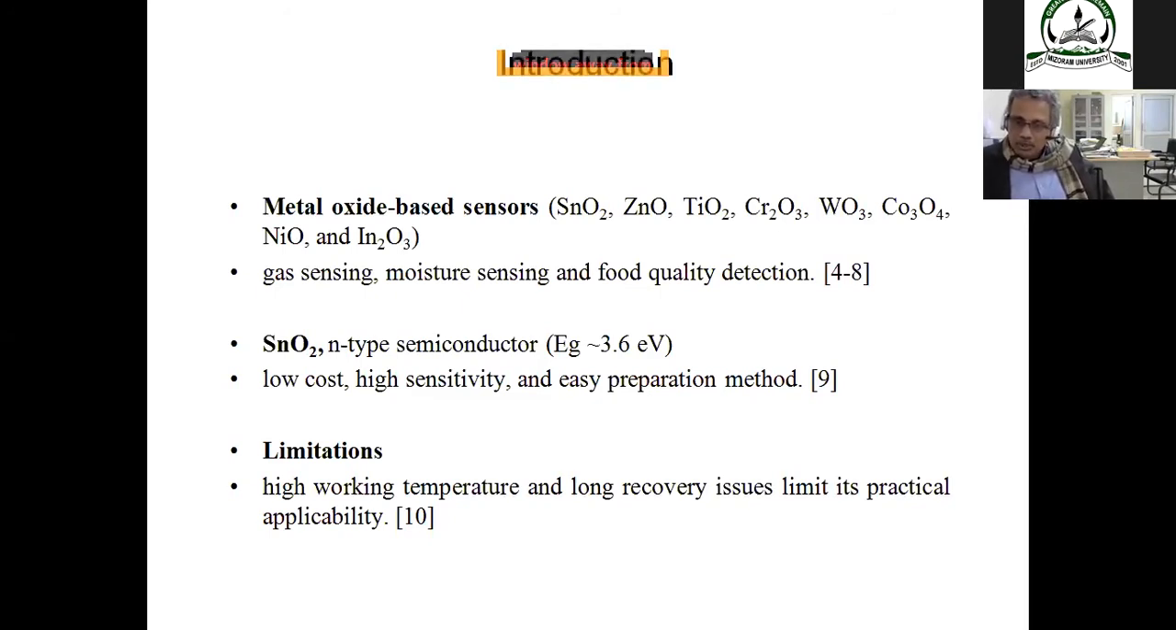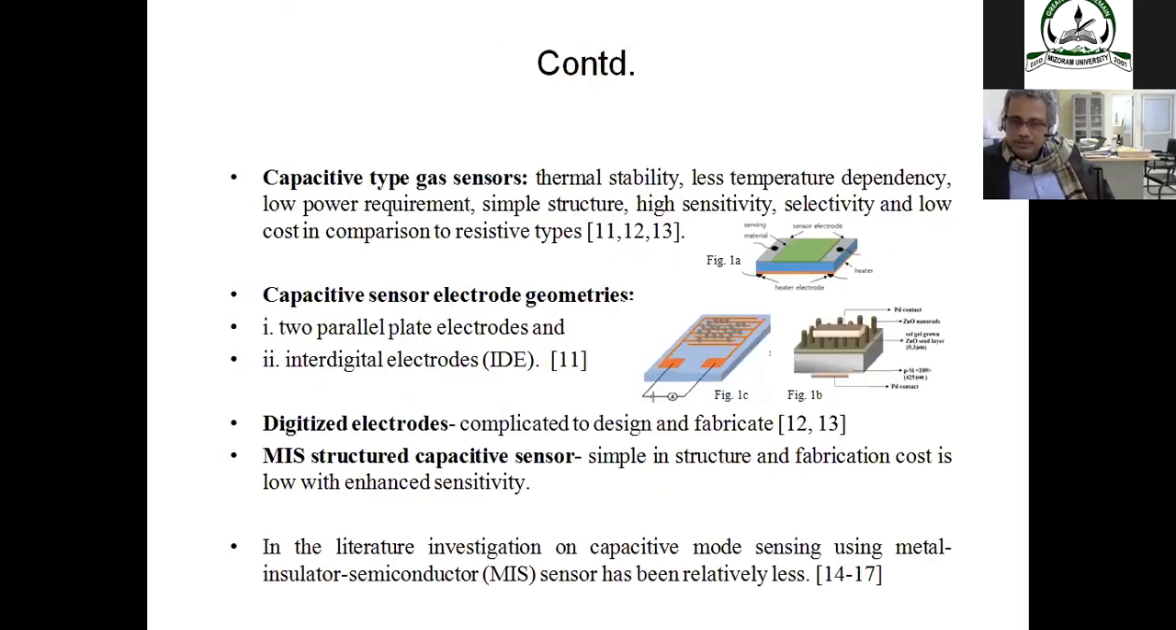Now I'll tell you how it can monitor food quality. We have used the tin oxide sensor, a ready-made sensor. Mainly we have used a capacitive sensor with an MIS structure. You put this type of structure in place for sensing, but the top surface sensing is very, very low.